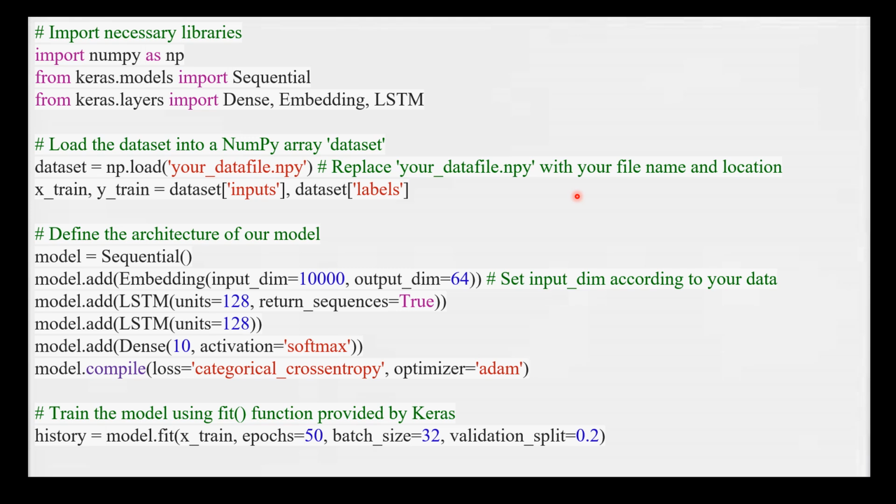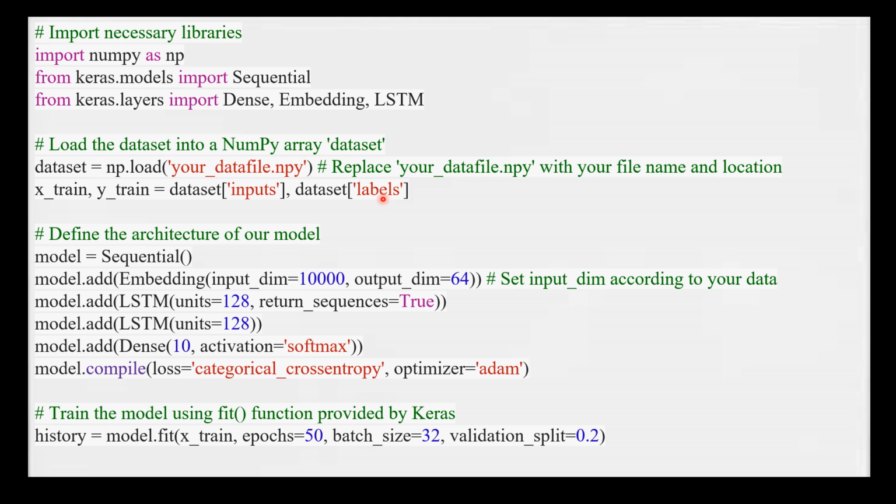Here is a Python example. We shall implement this long short-term memory network using the Keras library. First of all, we have imported NumPy, Keras models, Keras layers, and loaded the dataset into a NumPy array, which is called dataset. And then we extract x_train and y_train.